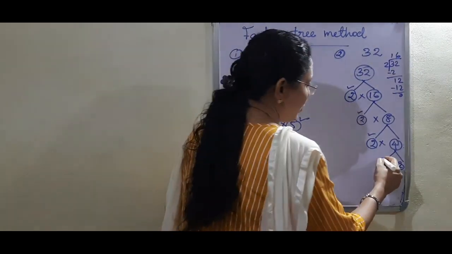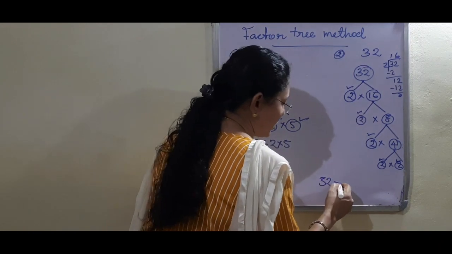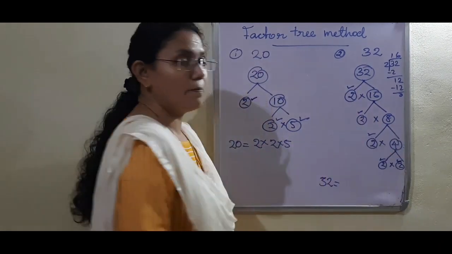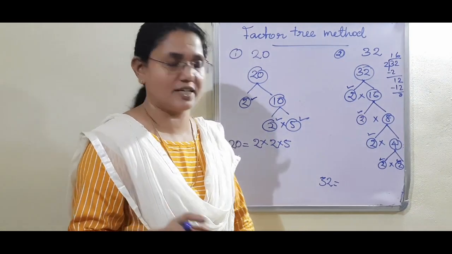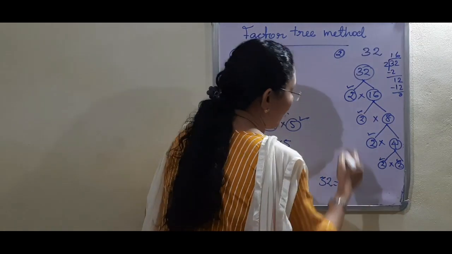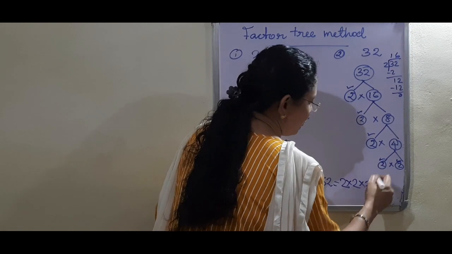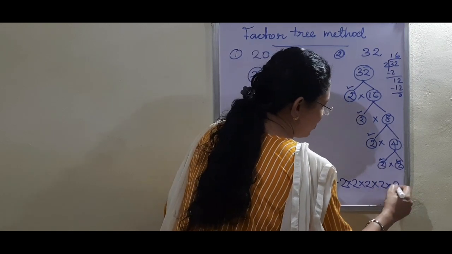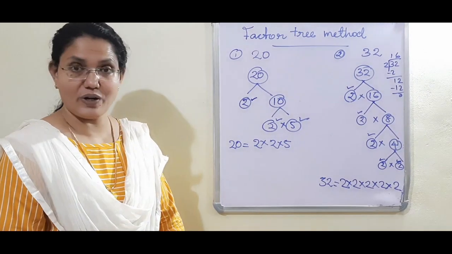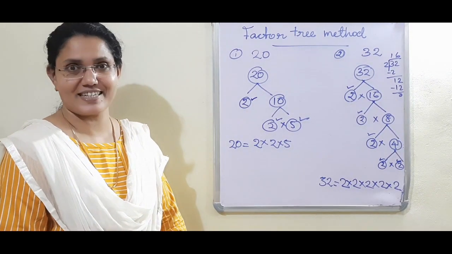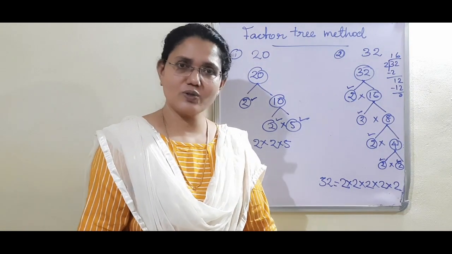Now you have to write all these factors for writing the prime factorization of 32. At the last end of the branch, only prime numbers are there. These prime numbers only you have to consider. Therefore 32 is equal to 2 into 2 into 2 into 2 into 2. This is the prime factorization of 32. Did you understand how to write the prime factorization of a number in the factor tree method? Okay, we can do some more questions.